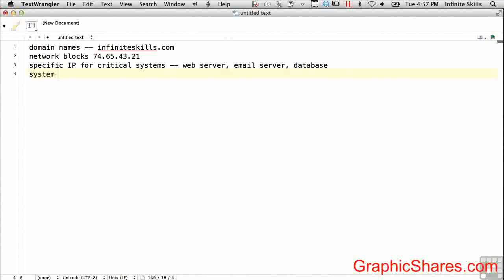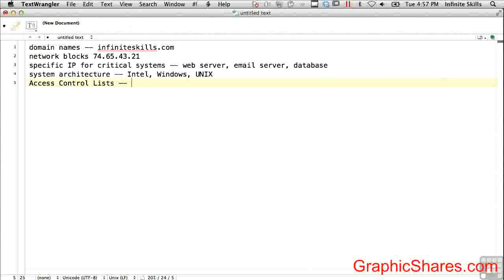You want system architectures. Are they running Intel? Are they running Windows? Are they running Unix? What are they running? Access control lists. These are going to be hard to get, but you may be able to guess them, and you can guess those by doing port scans to see what sorts of responses you get and whether you get filters back or not. You want to know whether there's an IDS around somewhere.